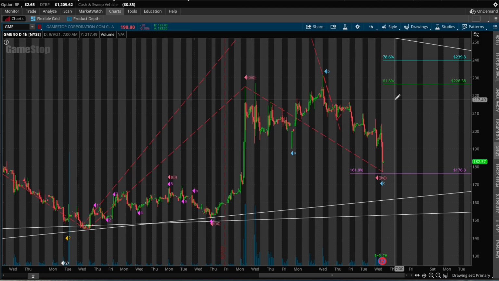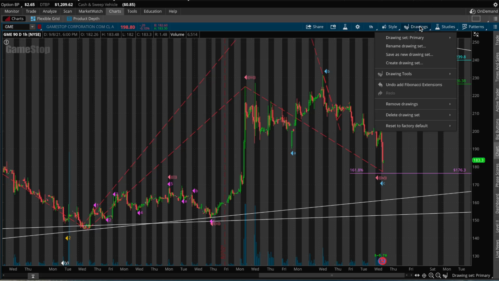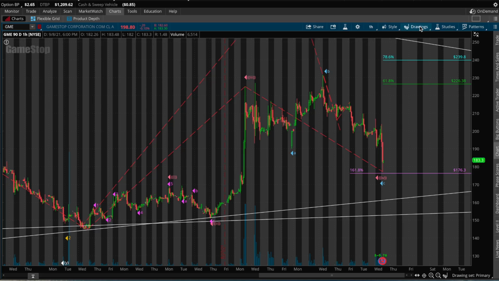I need to do a video going over wave structures in more detail, but for now, let's assume we hit the 0.786 common wave 5 target. That would put us right around 240 before seeing a sharp sell-off. So I don't want to say one versus the other, primary versus alt count.